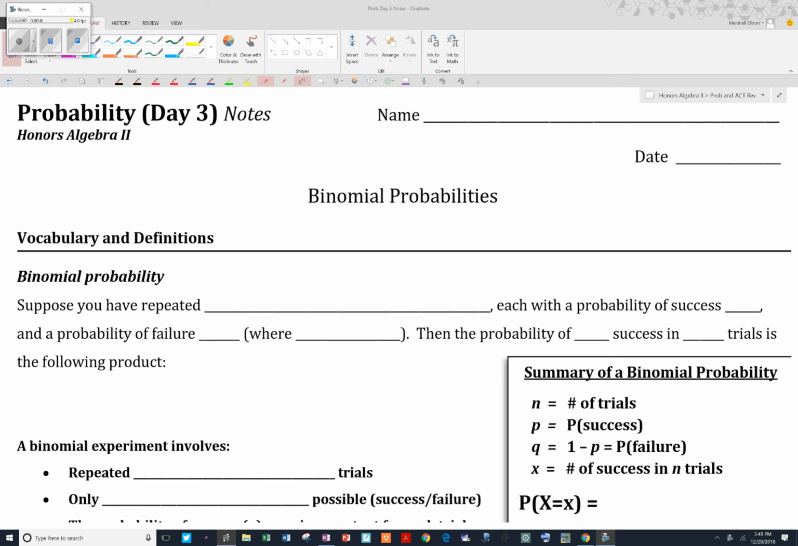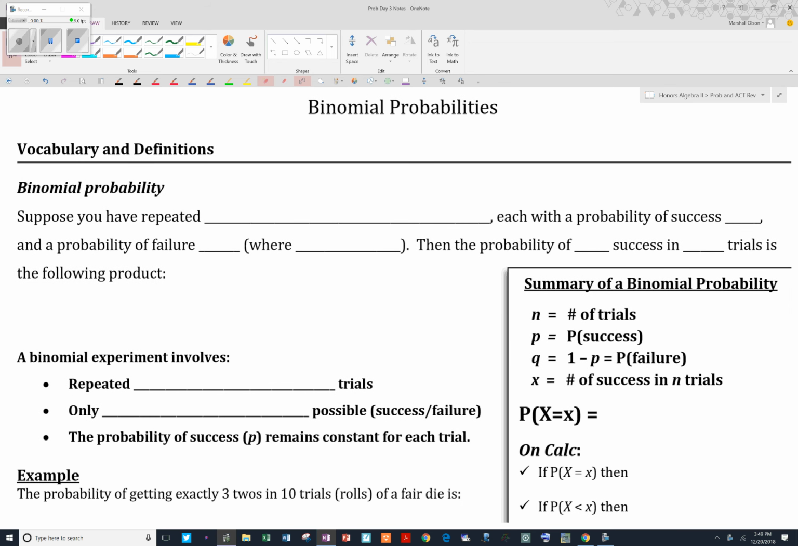All right, this is our last lesson in probability in Algebra 2. We're going to be talking about binomial probabilities. We have a definition of what binomial probabilities are to start off here. Suppose you have repeated independent trials, each with a probability of success p.